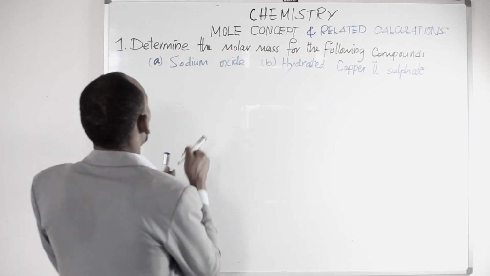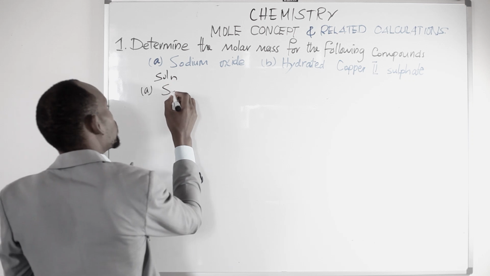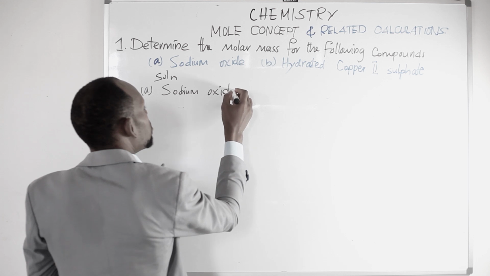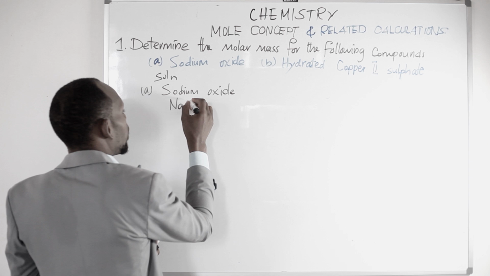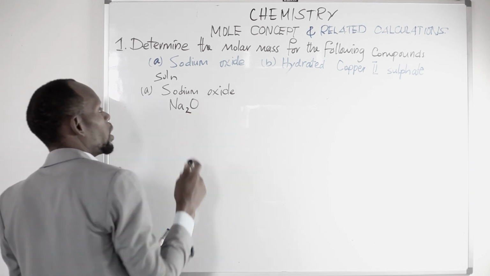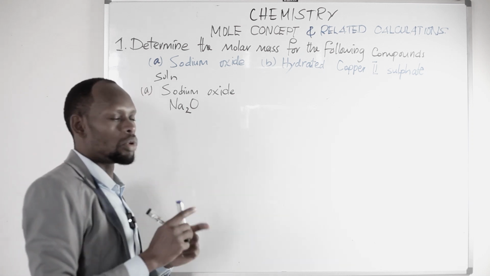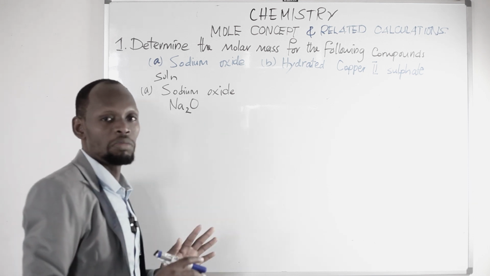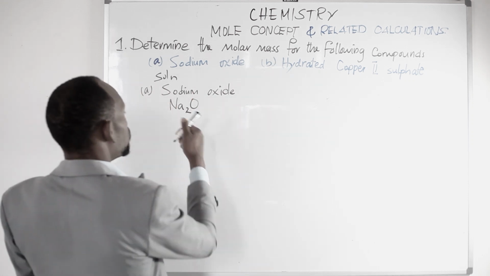Okay, let us go. Now for solution number 1A, this is sodium oxide. So you write here again, sodium oxide. What is the chemical formula for sodium oxide? The chemical formula is Na and then O. The valence of oxygen is 2, so here will be 2 and this is 1. So this is the chemical formula for sodium oxide. If you make a mistake and write the chemical formula the wrong way, it will be impossible for you to get the right molar mass for the particular compound. So it should be the correct one.